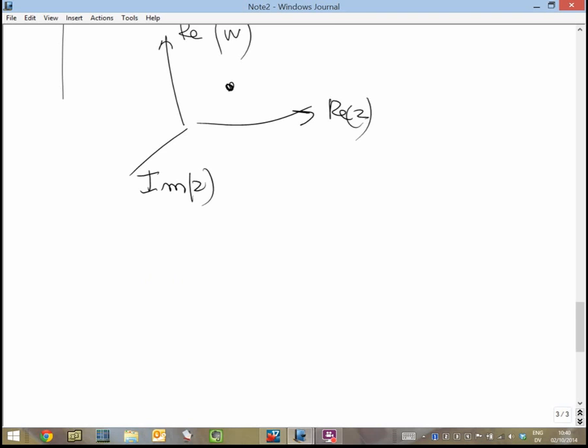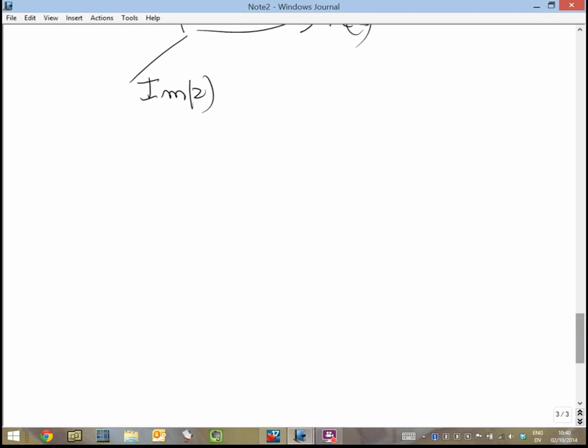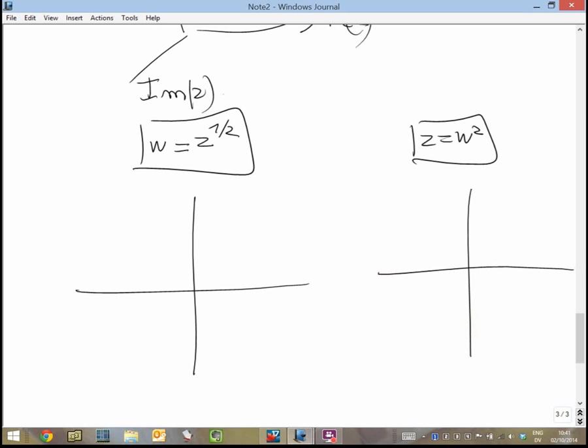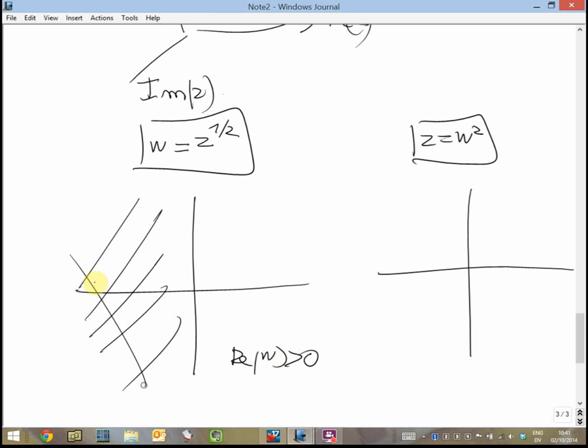So let's write down our w plane and our z plane. So w is z to the power of 1/2, and z is of course w squared. We're going to draw two complex planes and see how they relate to each other. And we've said for the solutions of w, we're going to restrict ourselves to cases where the real part of w is positive. So only these we keep, real part of w positive, and those we throw away.